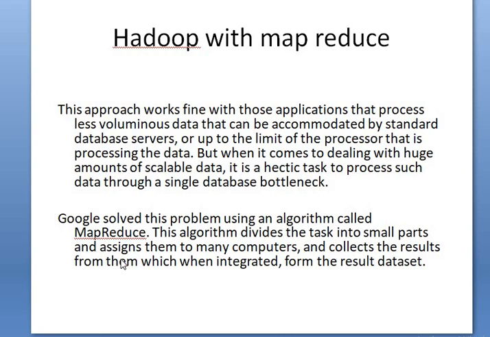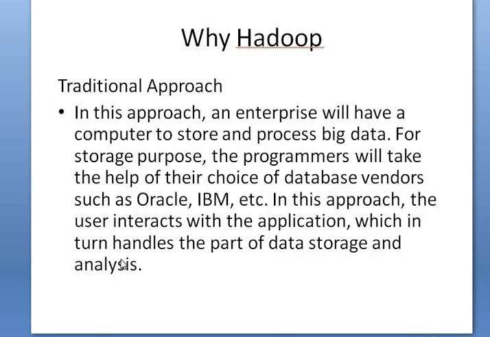So Google solved this traditional problem using an algorithm called MapReduce. This algorithm divides the task into small parts and assigns them to many computers and collects the results from them, which when integrated form the result dataset. This is the solution for this problem, that is the MapReduce algorithm. Google solved this traditional problem. That's why we need Hadoop.